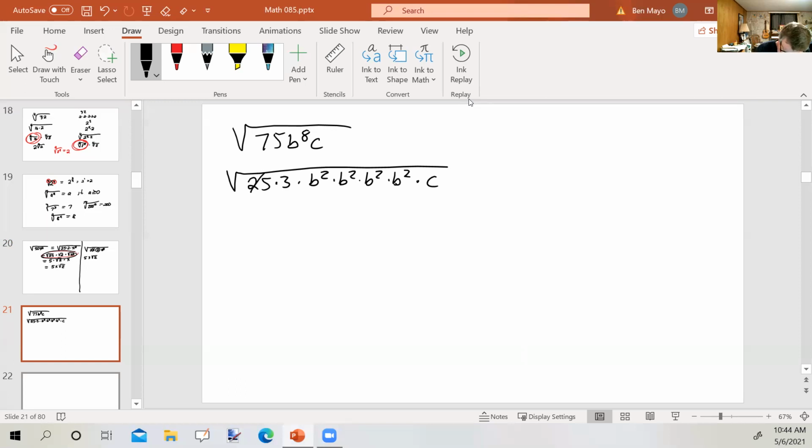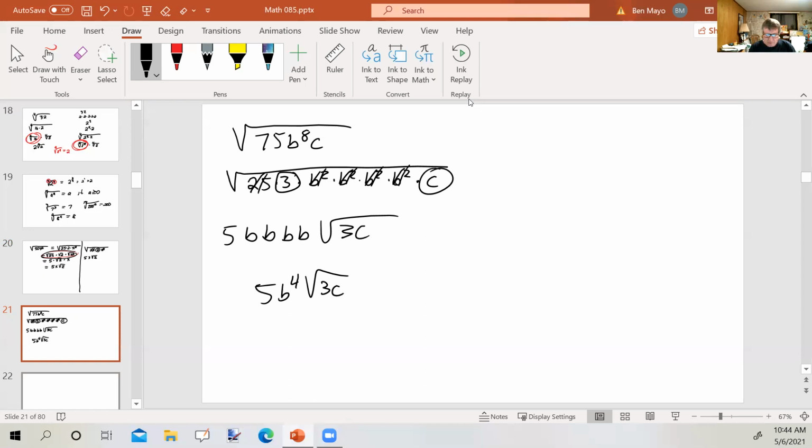So here I would have the square root of 25 is 5. The 3 is going to stay inside. The square root of b squared is a b outside. The square root of b squared is a b outside. The square root of b squared is a b outside. One more. The square root of b squared is a b outside. And I have 3c left inside. So I've got 5b to the 4th square roots of 3c.